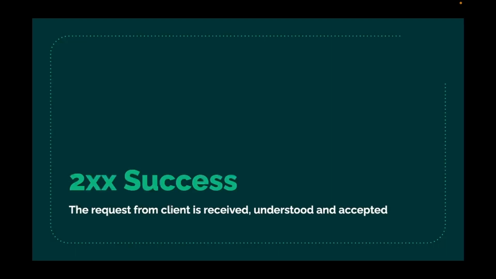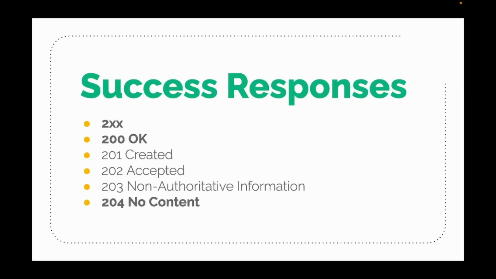Okay, now 200, this is another series which starts from 200 and ends at 299. That's why it's called 2xx success messages. This means a request from the client is received, understood, and accepted. So this leads to the success messages. So these are the types. 200, okay, this is a general response where the server tells us everything is fine.